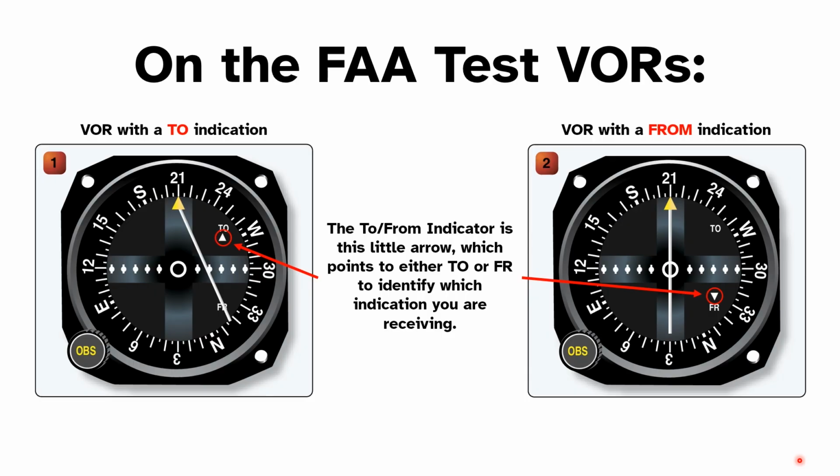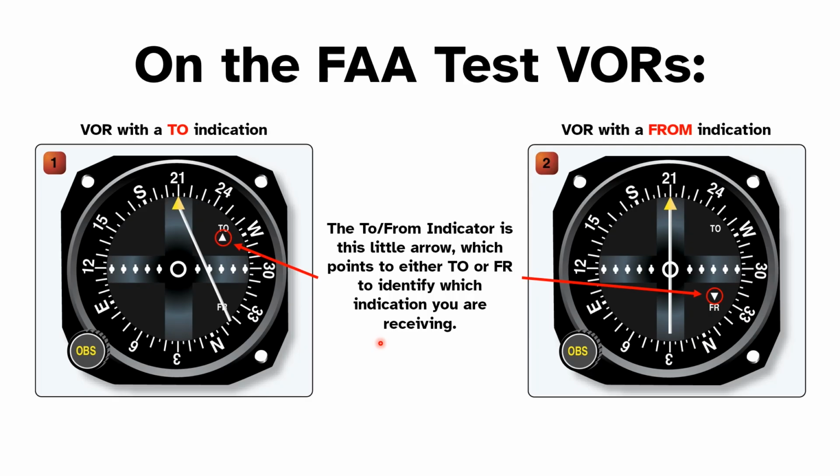On the VOR heads that you're going to find on the FAA tests, they have a slightly confusing to from indicator. On the left, we've got a VOR with a to indication. On the right, we've got a from indication. Biggest thing to look out for is that little arrow. To and from are always shown, but the arrow points to which one of them is active.